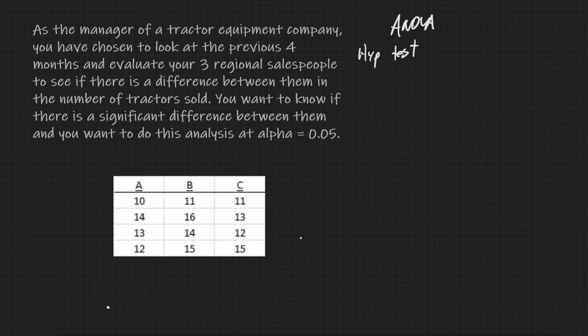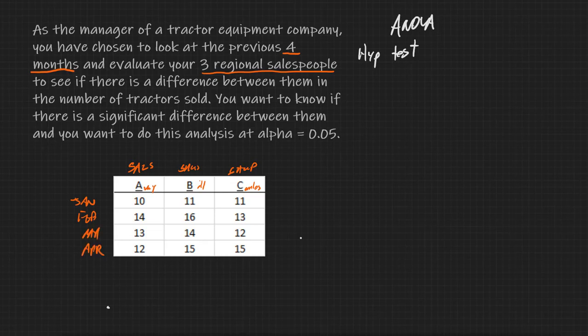There you go. And we are presented with these details of information here, where we have looked at 4 months of data to evaluate 3 regional salespeople. So this is salesperson A and salesperson B and salesperson C. This is Amy and Bill and Carlos, whatever. And this is January, February, March, and April.